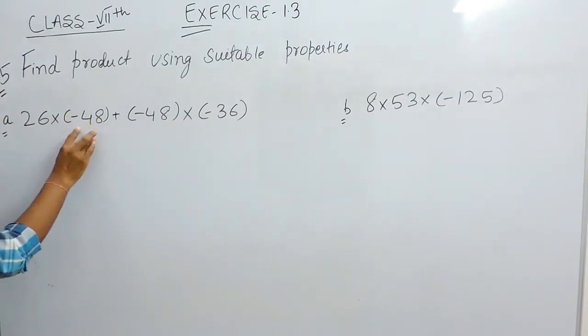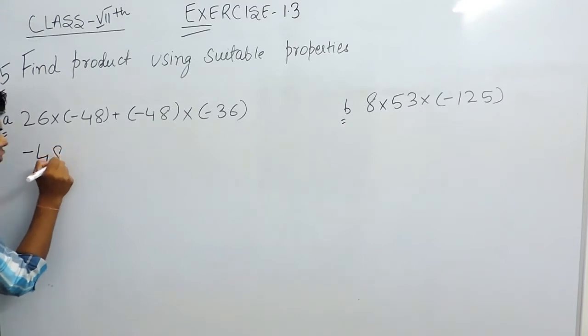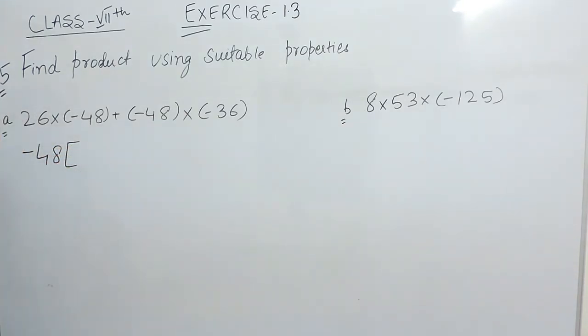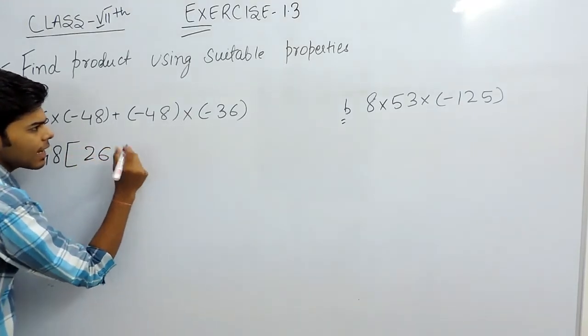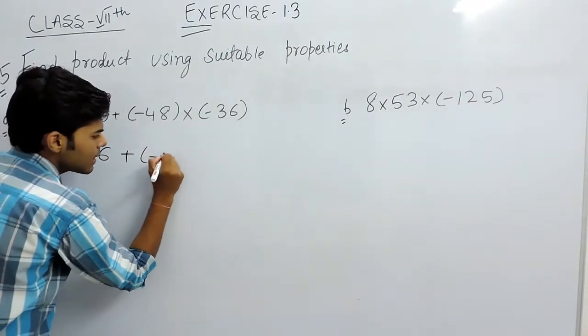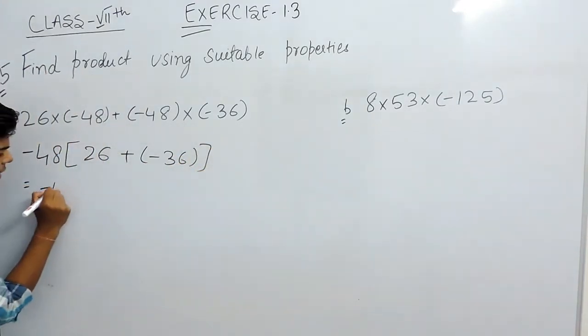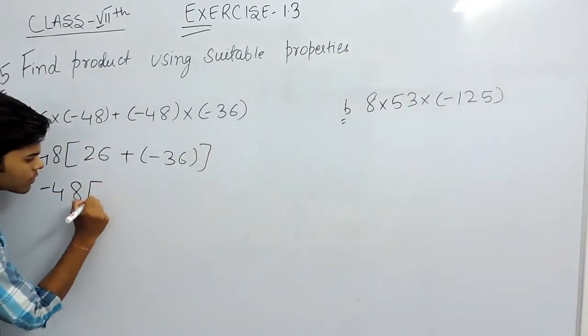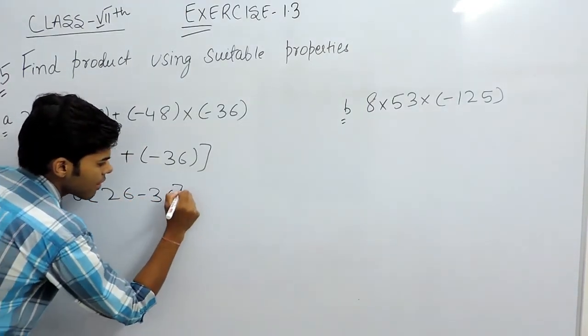So minus 48 is here, minus 48 is here also. So we can write minus 48 as common outside. Inside the bracket there remains plus 26, then plus sign as it is, and then minus 36. So minus 48 as it is, 26 plus multiplied with minus is minus 36.